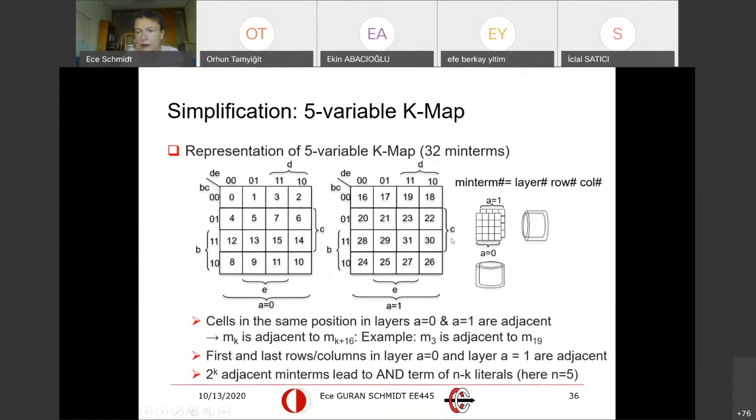5 variable K-map. We might have something with 5 variable K-map in the homework or in the final, to have a little bit advanced question. So again, you need to know the layout and you need to know who is neighbor to whom. So for 5 variable K-map, also the squares in the same position in this 16 squares are adjacent to each other. So Mk is adjacent to Mk plus 16. So M3 is adjacent to M19. So it rolls around and it's also on top of each other for these 16 square parts.